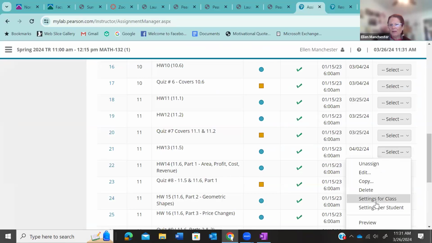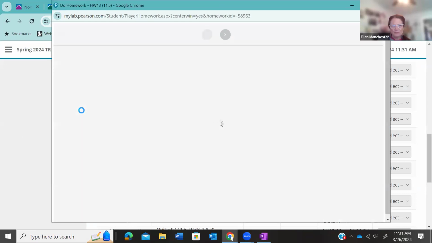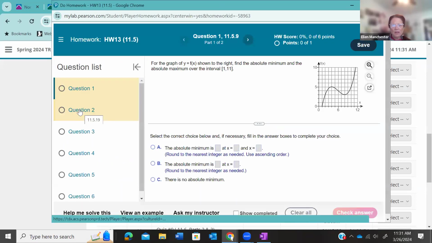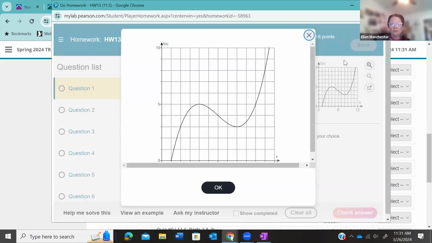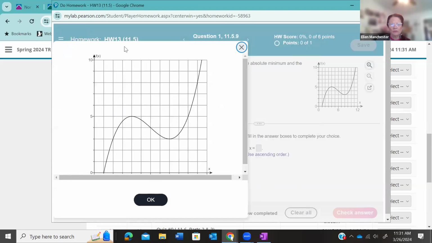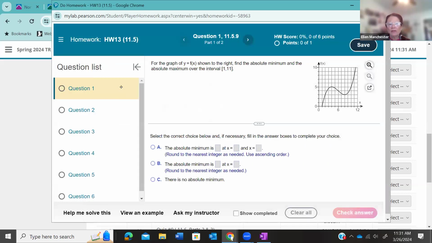In MyMathLab, it asks it a little bit differently. So instead of giving a point, it'll say like this. So this is looking at a graph. Let me move this over so you can see the question. Okay. So it says the absolute minimum is blank at x equals blank and x equals blank. Okay. So the absolute minimum, the minimum and the maximum, is the y value.